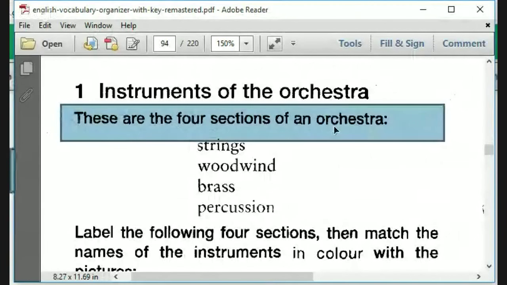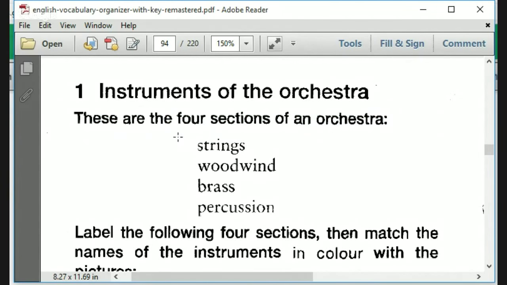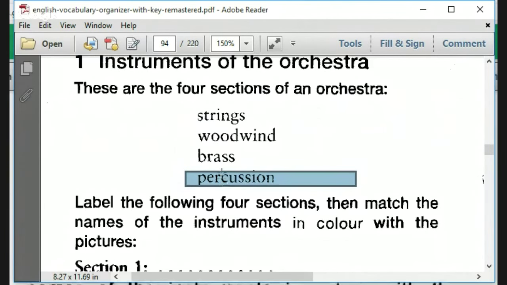There are four categories or four sections of an orchestra. An orchestra, of course, we associate with classical music, Bach, Beethoven, Stravinsky, etc. The four sections include the strings, woodwinds, occasionally just referred to as the wood instruments, the brass section, and the percussion section.